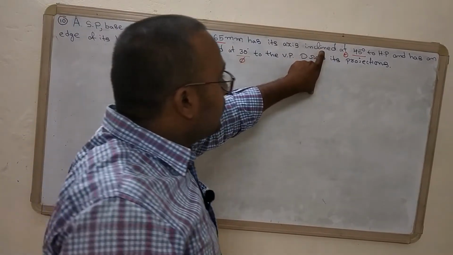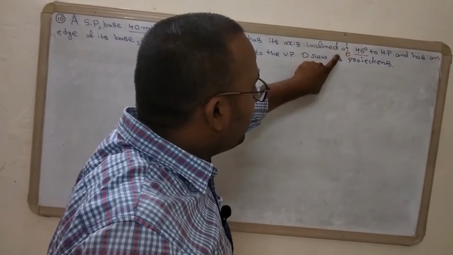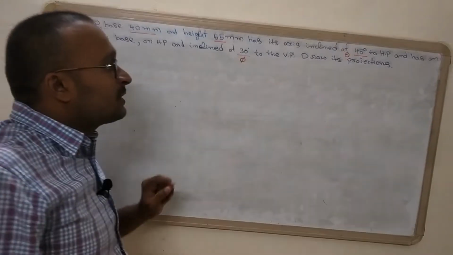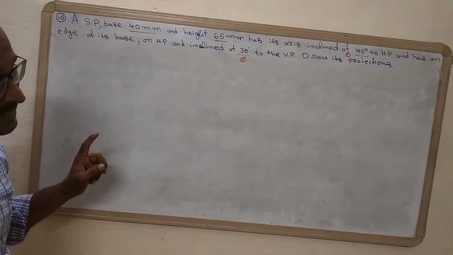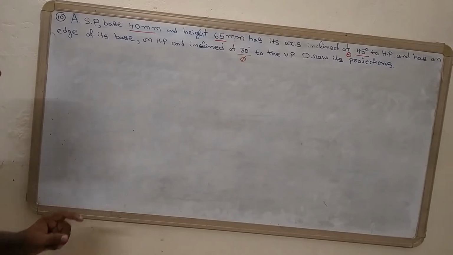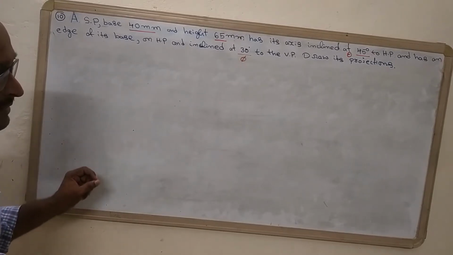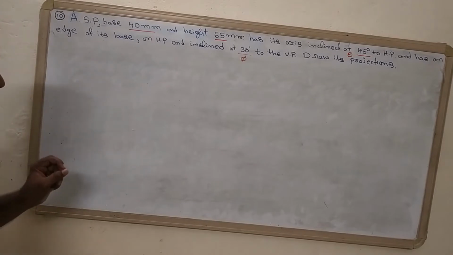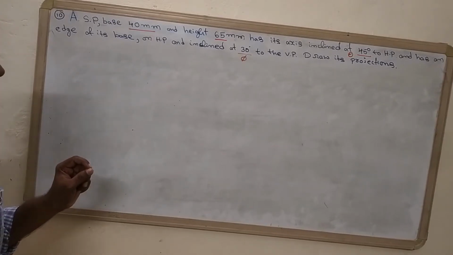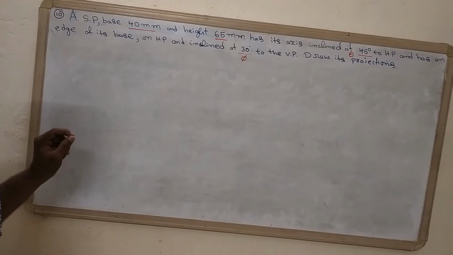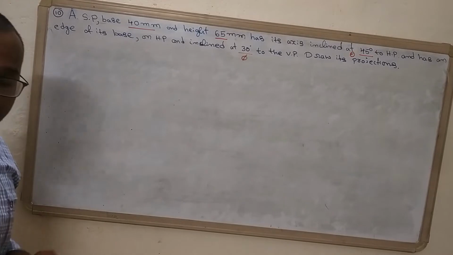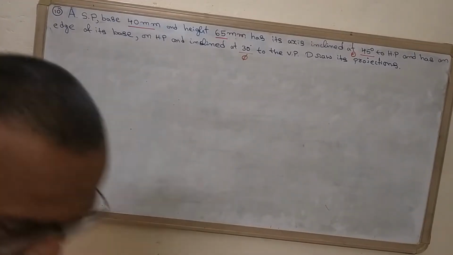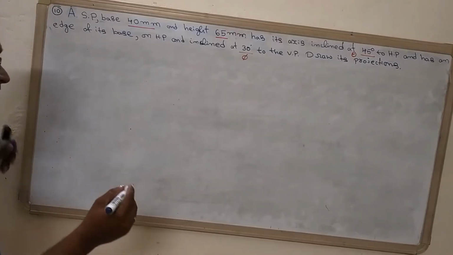Then, the position of that particular solid with respect to the HP and VP: resting with its base on HP, or resting with its edge on HP, or resting with its corner on HP. Like that they will ask the question. Right? These kinds of problems are solved in an easy manner with three stages, as I already told. First, the initial simple position. For this simple position, we must start with the XY line.